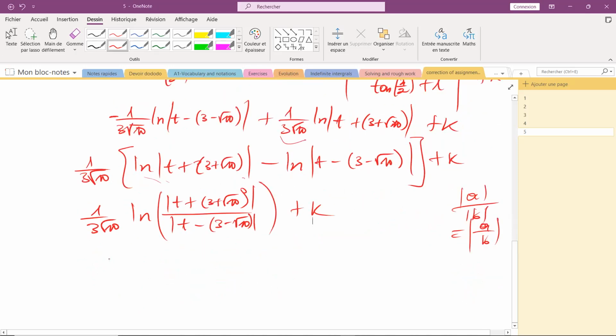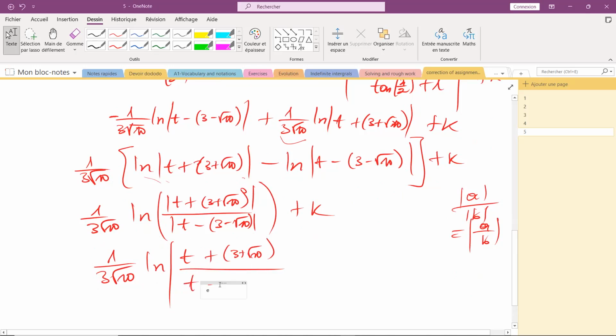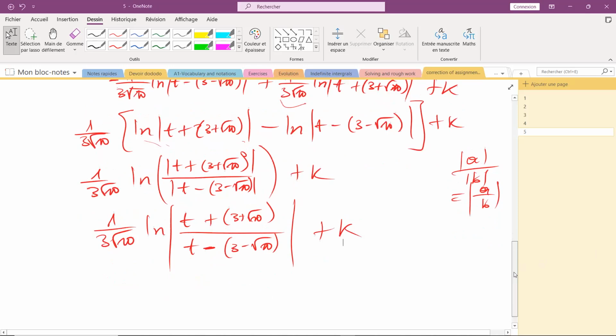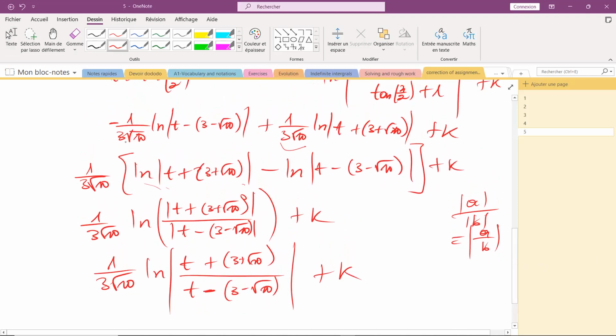This becomes equal to 1 on 3 root 10 ln of the absolute value of t plus 3 plus root 10 all over t minus 3 minus root 10, plus your constant of integration. Now you come and substitute your t. That's how you are supposed to simplify things as much as possible. Don't just leave your answer like this. It's true, you have the answer, but you can simplify things as much.